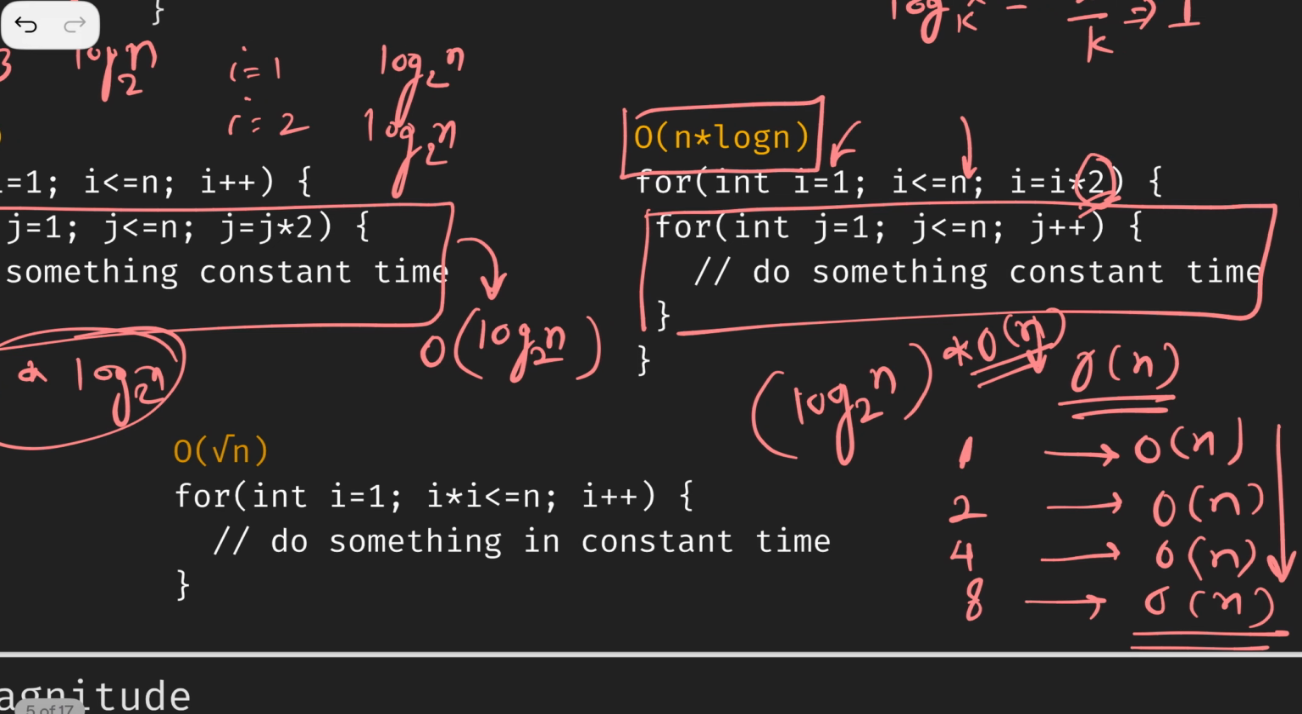Here the inner loop is going to take O of n time. But how many times is this inner loop going to get executed? Well, that is log n times. That's why the time complexity is n into log n.